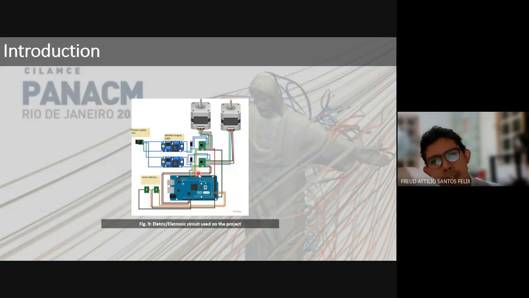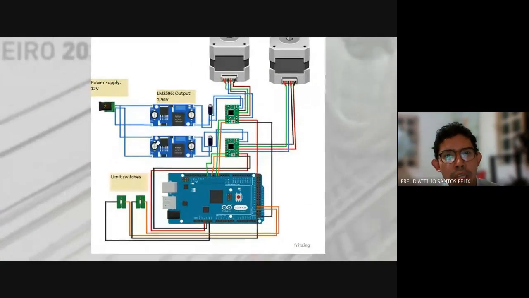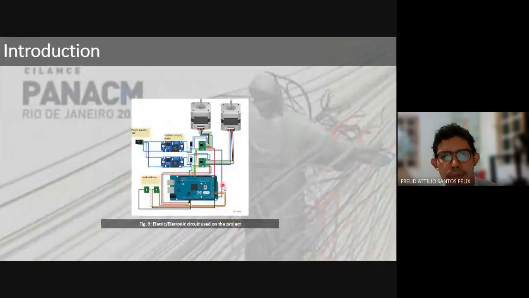And here we can see all the interface and the different components, like the driver, the motor, the LM2596, the limit switches, which are needed to show the equipment the limit of the upward and downward movements, the power supply, and the Arduino here.